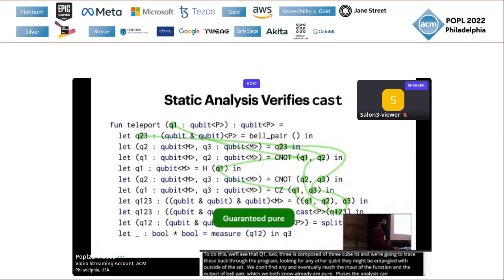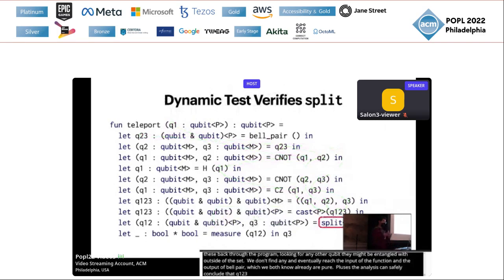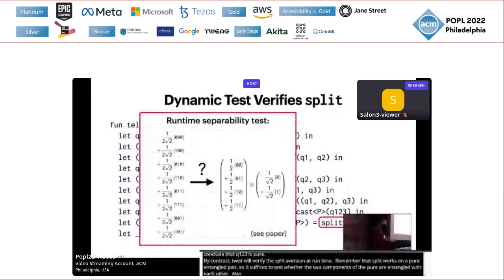By contrast, Twist will verify the split assertion at runtime. Remember that split works on a pure entangled pair. So it suffices to test whether the two components of the pure are entangled with each other. Also recall that a quantum state is entangled if and only if it cannot be written as the tensor product of two pure states. The split operator simply tests whether the runtime quantum state can be factorized this way, and if not, it aborts the program with a runtime error.